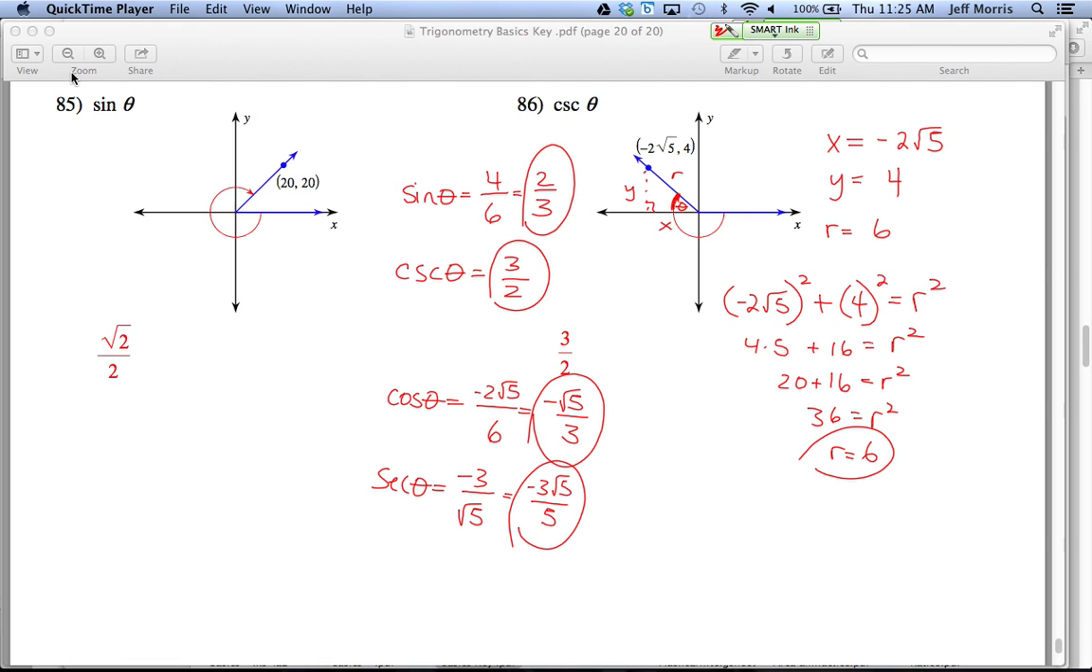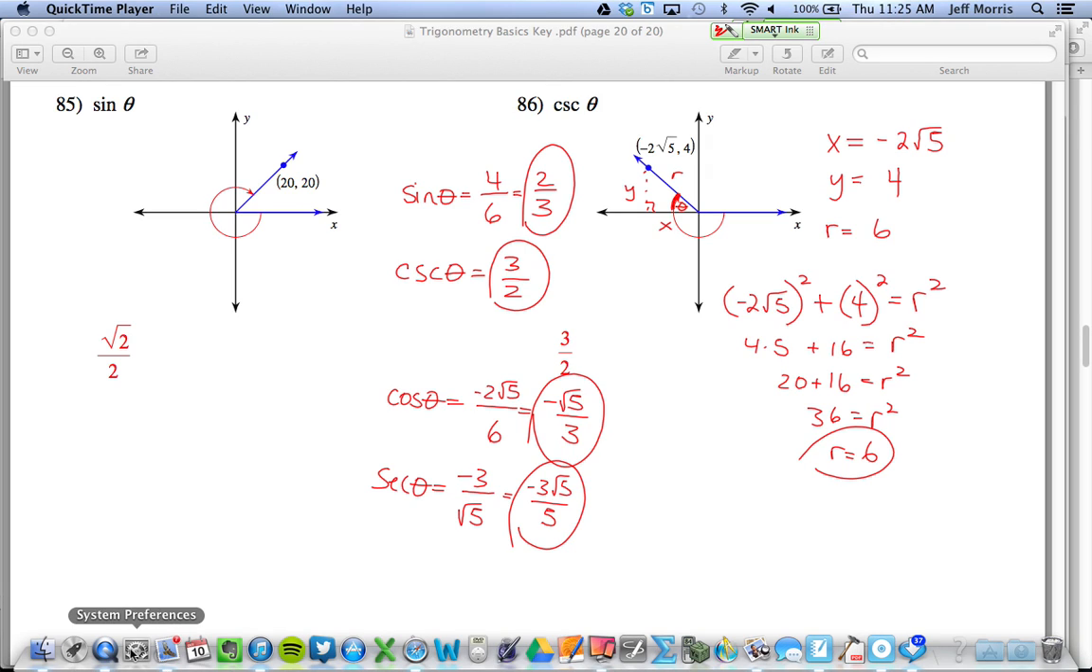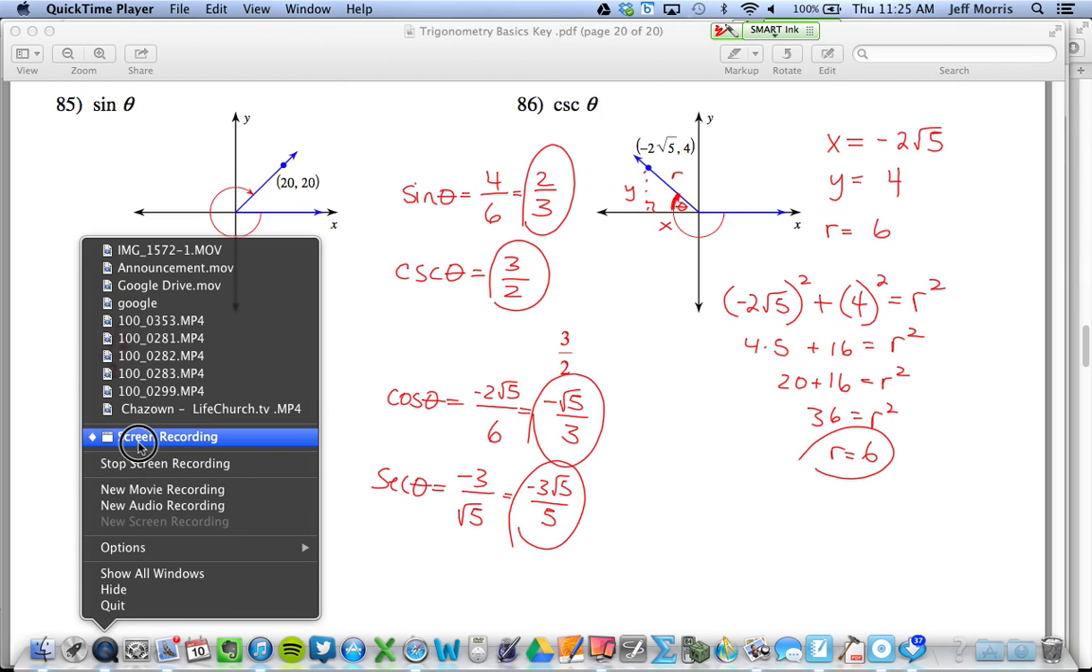Could you do tangent? Tangent, cotangent, you don't even need r. You just need y and x. That's kind of nice. But you could do those as well. Any questions there? All right, makes sense. Yeah, I'm going to stop the video and I'm just going to do one more thing for you guys.